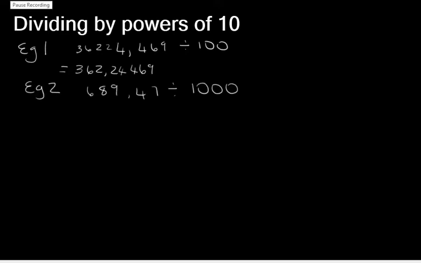Now let's divide by 1,000. Now we need to move this decimal point 3 places to the left. 1, 2, 3. So that's where our decimal point will be located, with a 0 in front of it, giving us 0.68947.